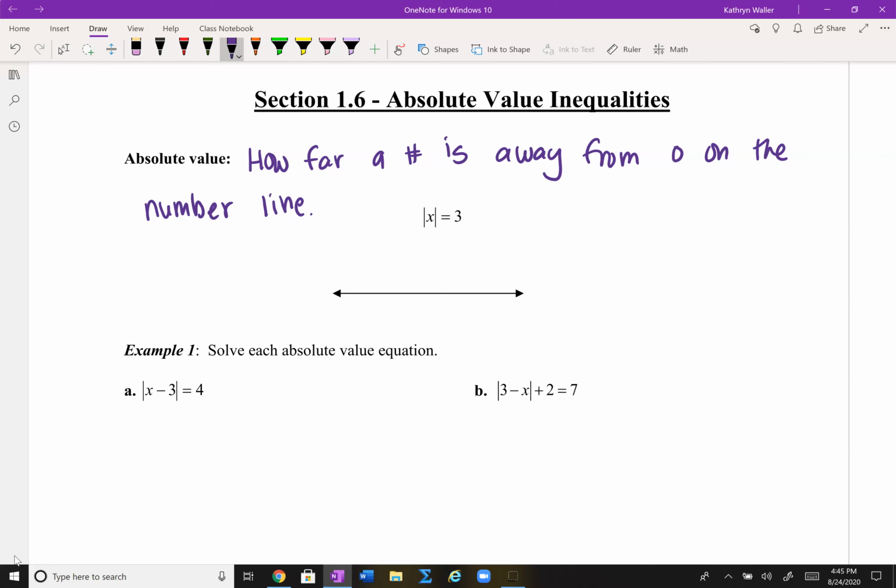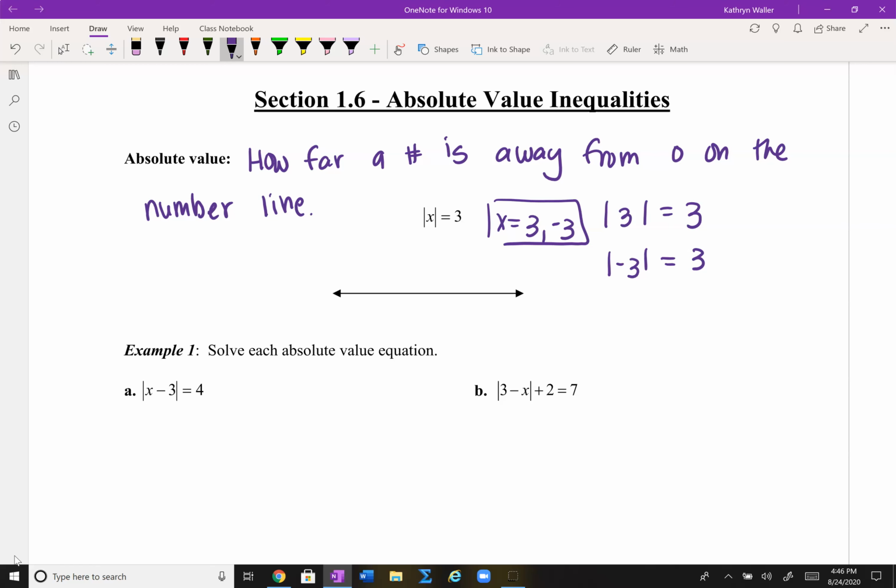There's two different ways to think about it, right? Here's one way. What could I put inside of there to make that true? Well, I could put a 3, because the absolute value of 3 is 3. What else could I put in there? Well, I could put a negative 3, because the absolute value of negative 3 is 3. So I know that you guys know right now that the solutions are 3 and negative 3.